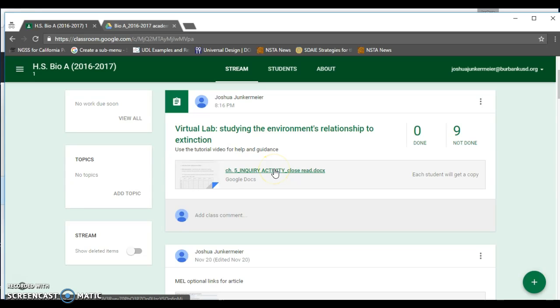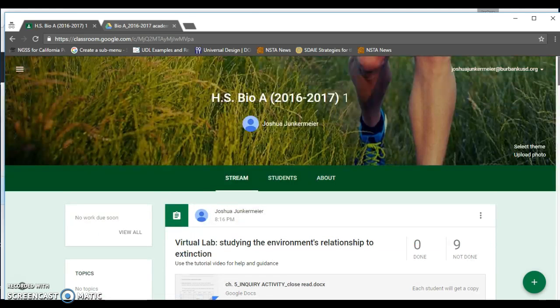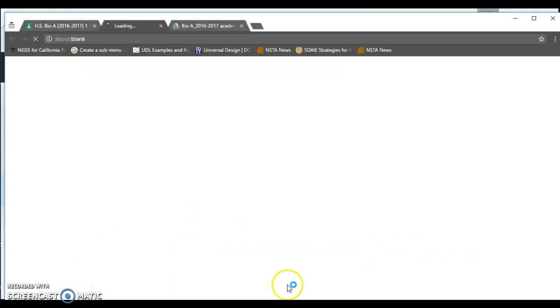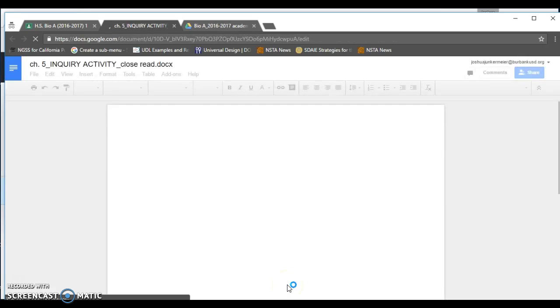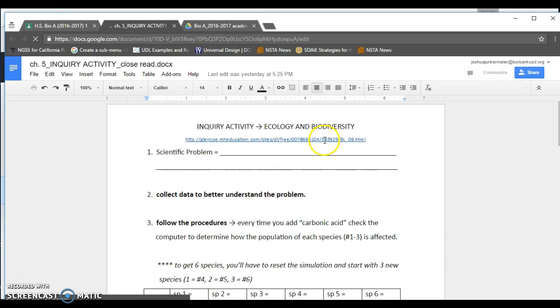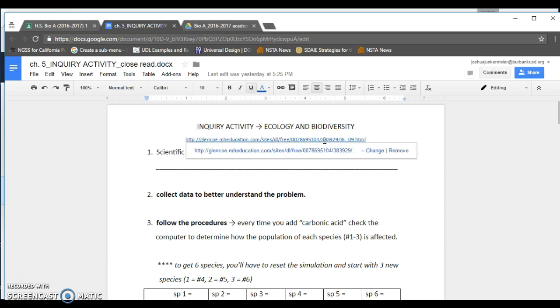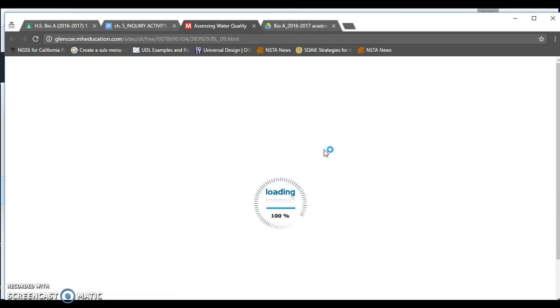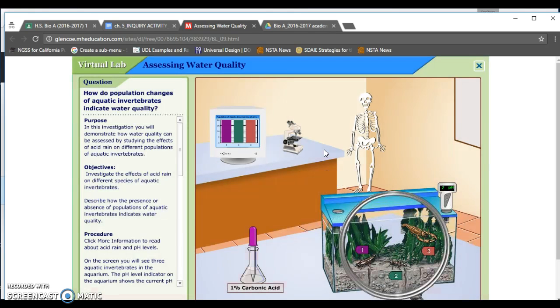The activity is right here, as you can see. It's at the top of our Google Classroom page. So it's right here, and let's click on the worksheet. The worksheet has a quick link, and it's a Google document. You just left click the link. You don't have to right click. Then go right here, click on it, and it'll take us to the website. And here we are.